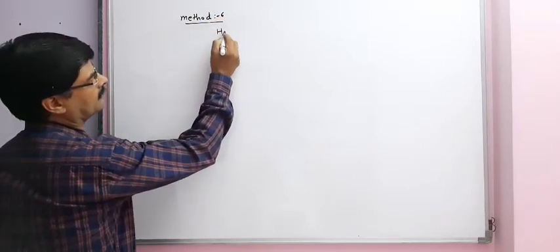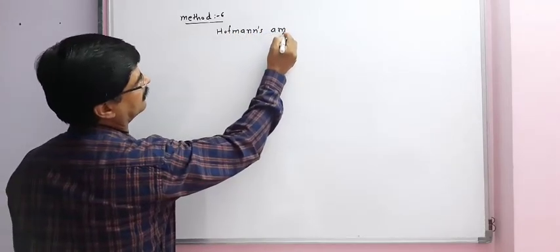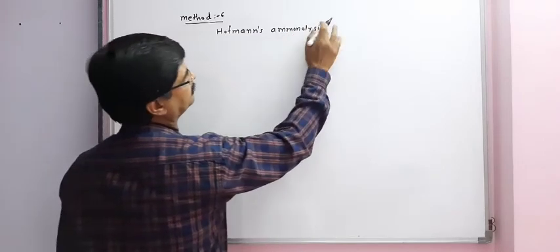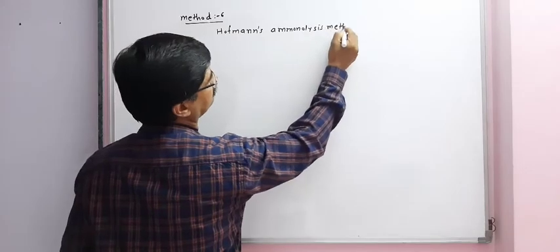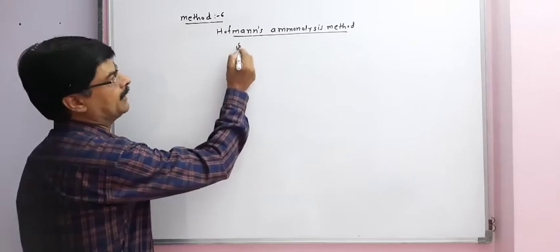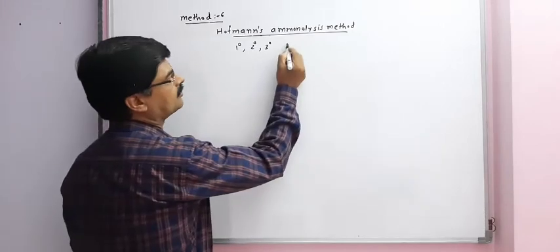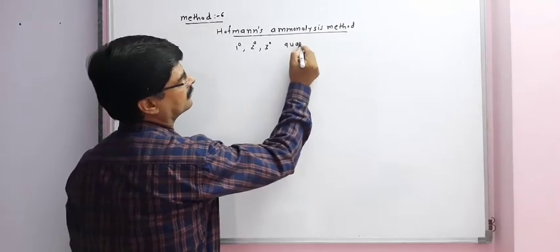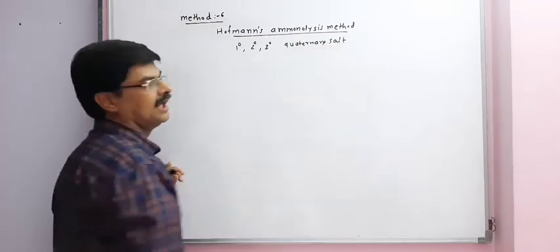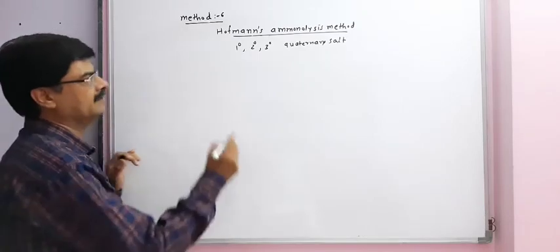Now method 6 of preparing amines. This method is known as Hofmann's ammonolysis method. In this method, primary, secondary and tertiary amines as well as a quaternary salt are formed from the reaction between NH3 and alkyl halide.